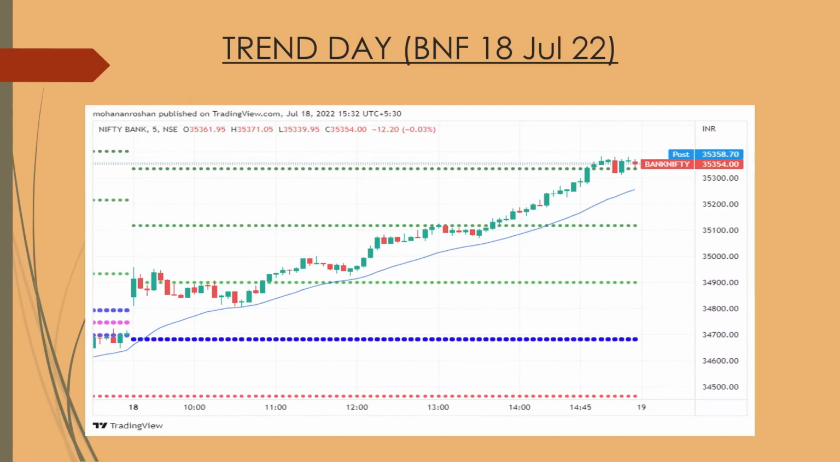This is an example of a trending day. The open is at the lowest and the close is at the highest.